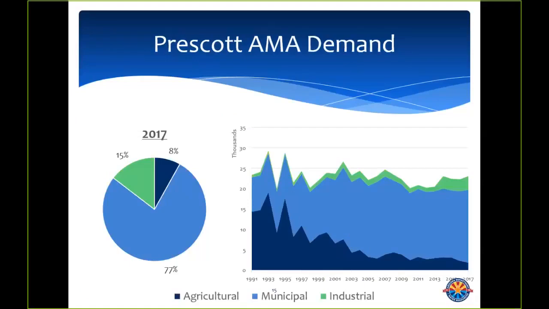Prescott's demands are also unique in the very high proportion that the municipal sector makes up, 77% in 2017. You can see also in the chart that agricultural demands have declined over time in the Prescott AMA as municipal and industrial demands increased.